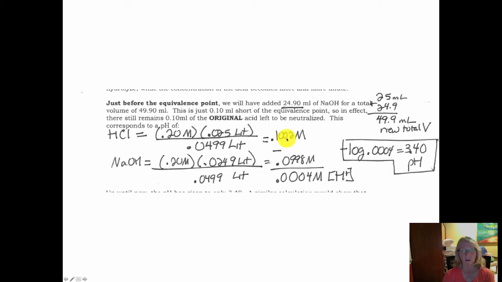There's the hydrogen ion concentration. Same thing for the base, 0.2 molarity times 24.9 milliliters or 0.0249 liters divided by the new volume. Now I've got the molarity of the base is 0.0998. I still got more acid than base. There's a little bit of hydrogen ion left here, so the negative log of 0.0004, I've gone up to 3.40 pH.